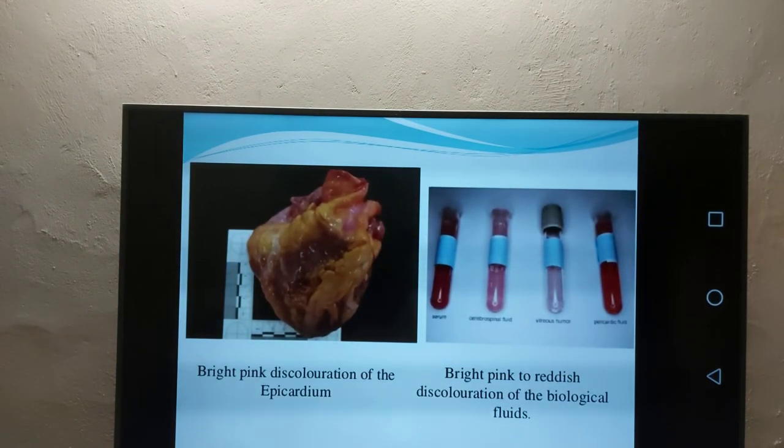Bright pink discoloration of the epicardium. It's a pink discoloration. You can appreciate pink because of abundant oxyhemoglobin. Nowadays, some faulty businessmen are exposing even fish to carbon monoxide to give a picture of freshness. Actually, they are bright red. If the gills are bright red because of CO poisoning, actually they are not fresh. So this is one kind of business tactic, but not healthy. Bright pink to reddish discoloration of the biological fluids you can see in CO poisoning and cyanide poisoning.